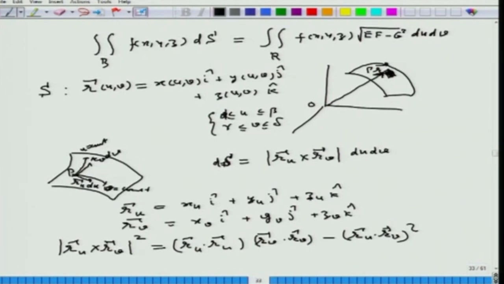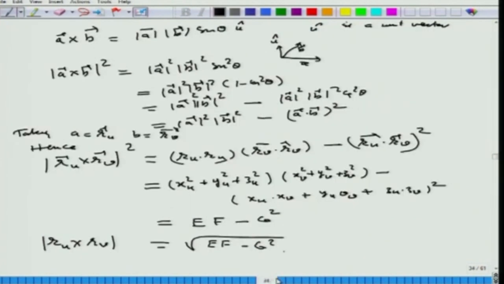So each component gets differentiated partially with respect to those variables and we get this, and so for |r_u cross r_v| squared, here we use the formula which we proved that for any two vectors a and b in R 3, the absolute value of a cross b squared is given by the absolute value of a squared times the absolute value of b squared minus (a dot b) squared.